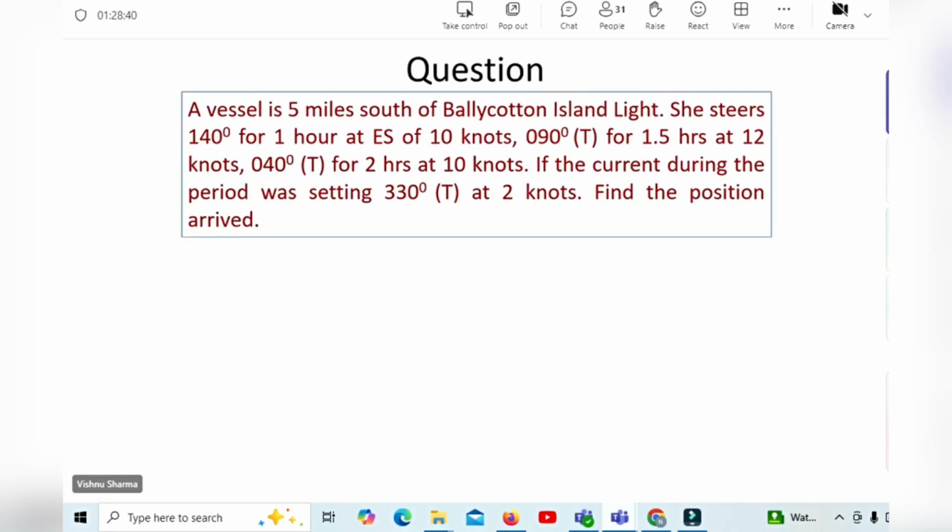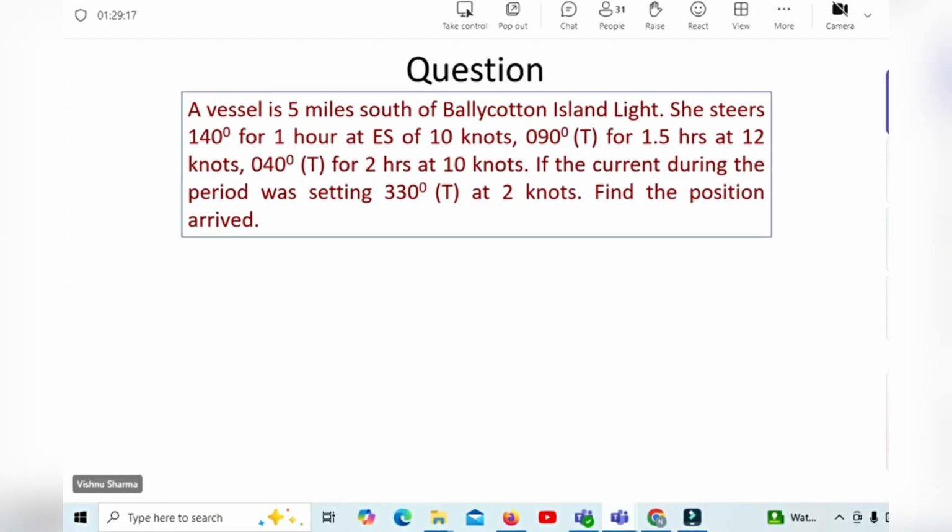Okay, this we have already done. Now let's look at this. A vessel, simple thing. A vessel is 5 miles south of Ballycotton Island light. She steers 140 degrees for 1 hour at engine speed of 10 knots, 090 degrees true for 1.5 hours at 12 knots, 040 degrees true for 2 hours at 10 knots. If the current during the period was setting 330 degrees true at 2 knots, find the position arrived.